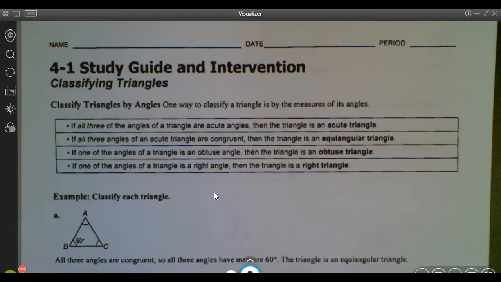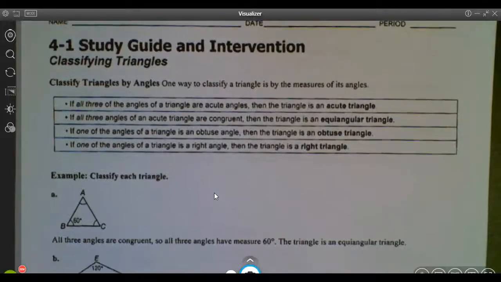If one of the angles is obtuse, then we have an obtuse triangle. Side note, it's not possible to have more than one obtuse angle in a triangle, or it would not be a triangle. So you can only have one, but if you do get an obtuse angle, then it's an obtuse triangle. Same thing with a right angle, then it becomes a right triangle. So those are just a few names that we're going to look at as far as the angles are concerned.